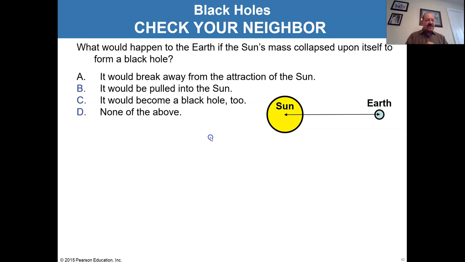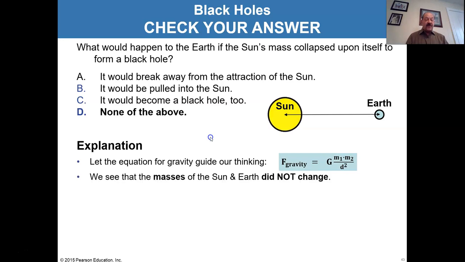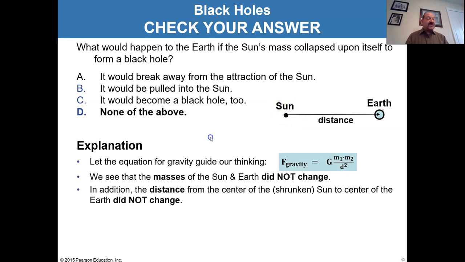So we're collapsing the sun into a black hole. So what is that doing? That is just making the sun smaller. Is the center of the sun the same distance to the center of the Earth? Yes, it's exactly the same distance when we collapse the sun. Watch the sun here. Still the same center. So the distance has not changed at all.